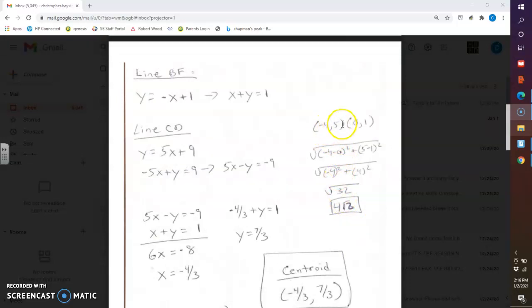Here, if I find the length of the entire median, negative 4, 5 to 0, 1, well, that's negative 4 squared plus 4 squared, square root of 32, which is 4 root 2. So this math will work out at every single level.